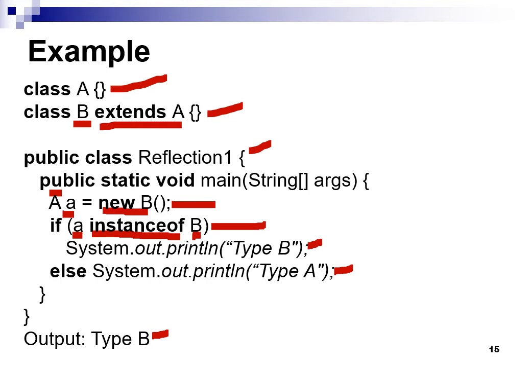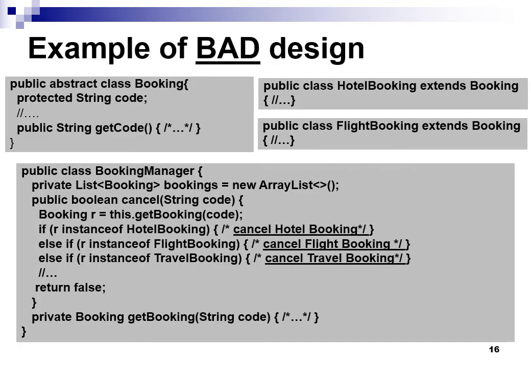You can use this, for example, before casts to avoid casting errors, to make sure that if I want to cast a to type B, it's actually an instance of B. Right, but as we said before, sometimes the use of instanceof signals an error in your design. Let's see a typical example that happens many times, so please look at your code, and if you have this pattern here, please fix it because it's a design error.